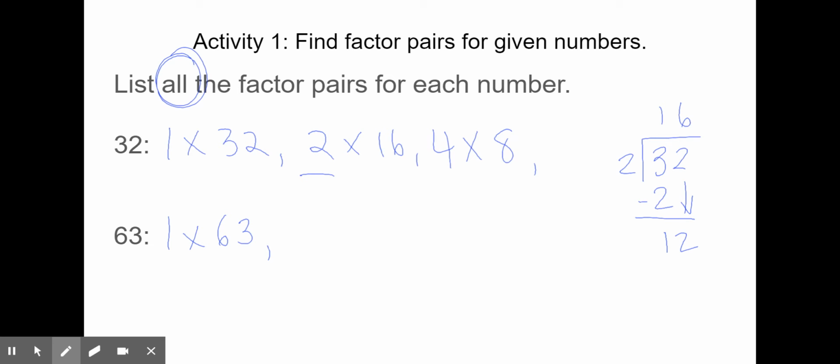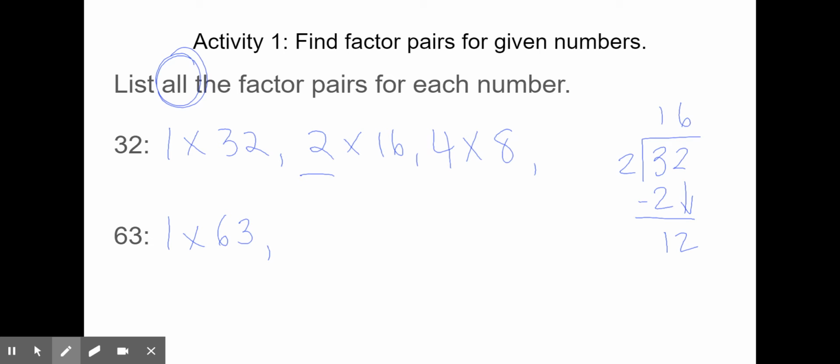Is 2 a factor of 63? Let's use that trick. For 2 to be a factor of 63, 63 would have to end in an even number, and it doesn't. So 2 is not a factor.